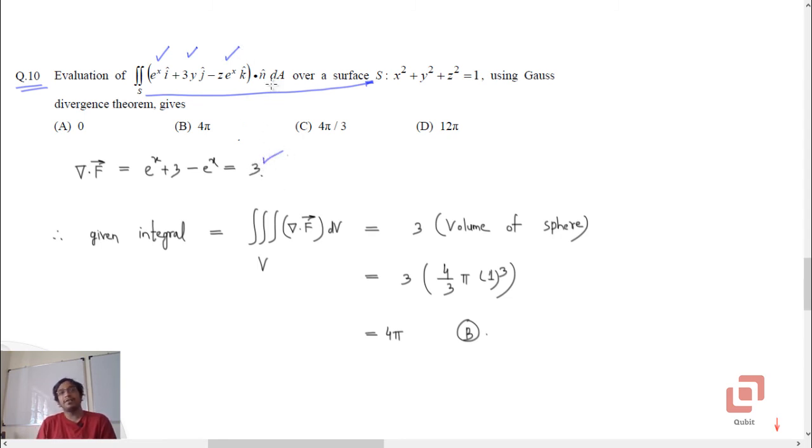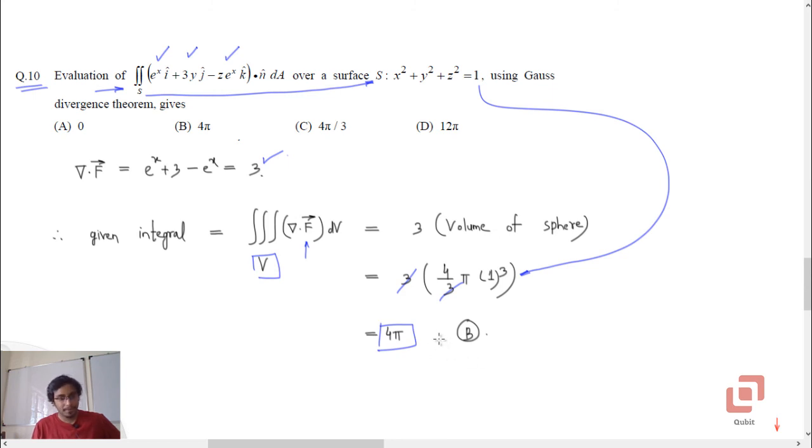By the divergence theorem, this surface integral equals the triple integral of the divergence of that vector point function taken over the entire volume V enclosed by the surface S. Because divergence is a constant quantity, that constant will come outside the integration, and it will then mean that it is the volume of the sphere, which is 4 by 3 pi r cubed, unit radius. So 4 pi by 3 into 1, the 3 will get cancelled, and the answer will be 4 pi.